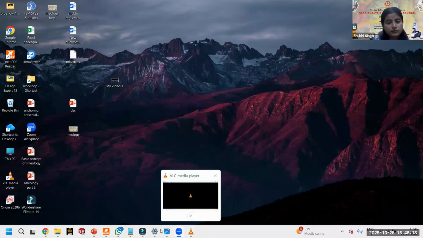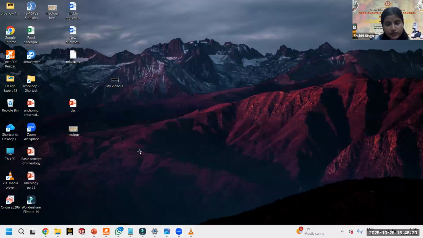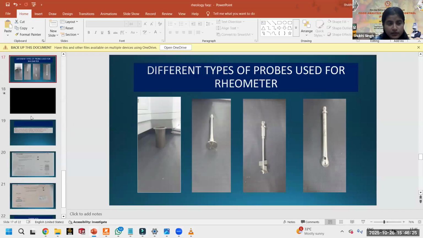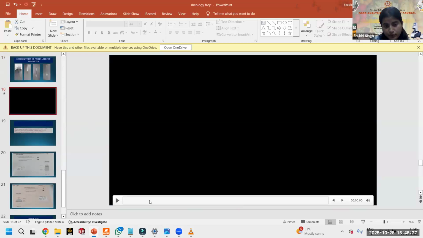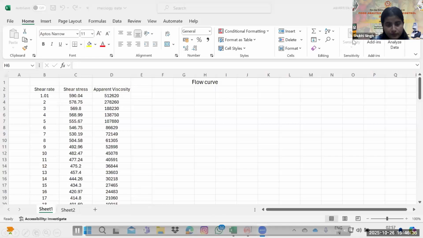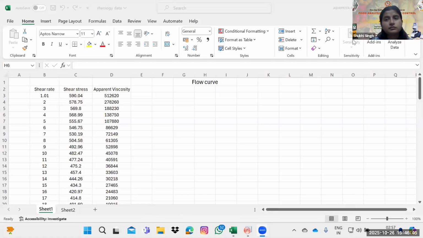Okay, so that was the demonstration of rheometer, and now we will see how to plot the graph into Origin software. Good afternoon, everyone. As you have seen already the experimentation of rheology, by an example, I will show you how to plot the curves and how to interpret the data of rheology.